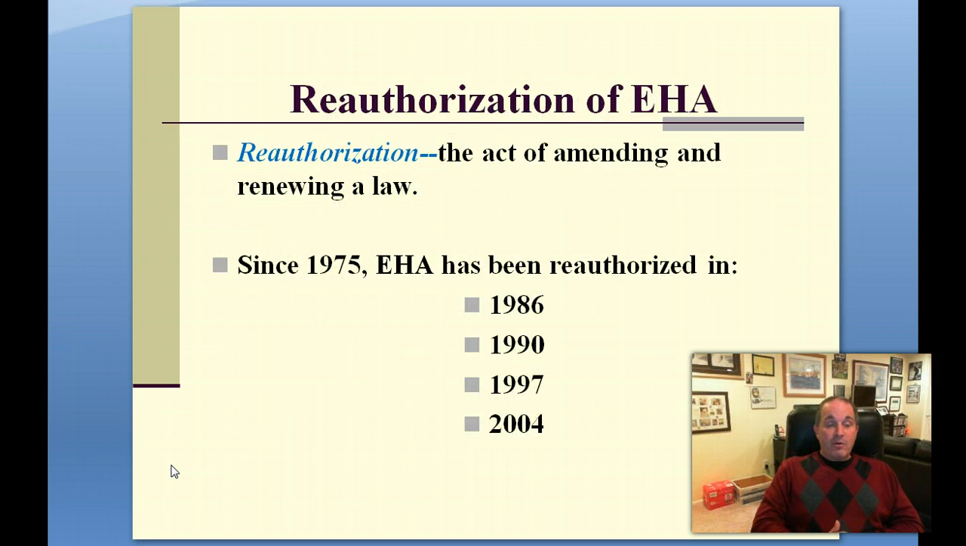Now, Public Law 94-142 over time needed to be amended. We needed to amend the law to make it better. As we went on in years with it, we realized there were things that needed to be done to make the law stronger. And this idea of amending a law and then renewing the law is known as reauthorization. The reauthorization of the Education for All Handicapped Children Act has happened 4 times since 1975: in 1986, 1990, 1997, and 2004.